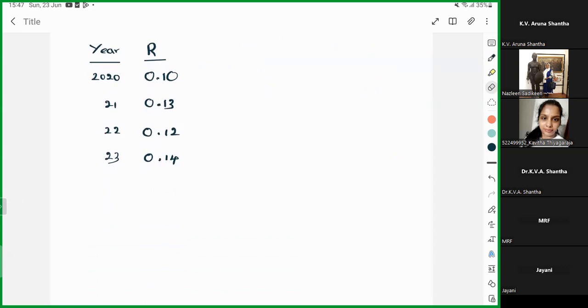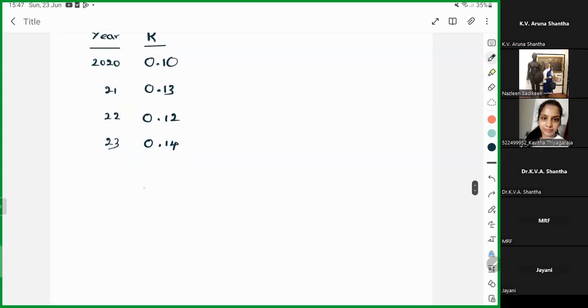Now first get the average return. How do you get the average return? Get the total of returns divided by 4. How much is the average return? Take the total divided by 4. Now calculate and see how much.